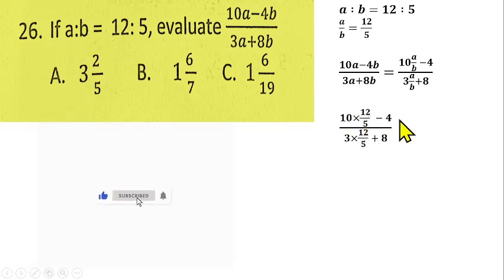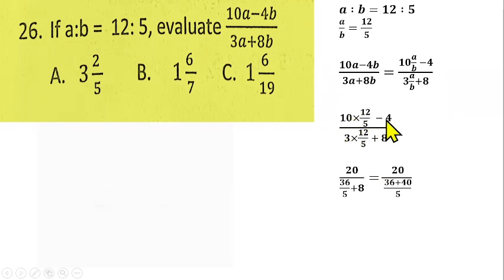You have 24 minus 4. So 5 in 10 is 2 times 12, that gives us 24 minus 4, that gives us 20. Then here you're having 3 times 12, 36 divided by 5 plus 8. You can find the LCM of the denominator. You have 20 over 3 plus 40 over 5. You have found the LCM. Then from there, that will give us 20 divided by 36 plus 40 gives us 76 over 5.